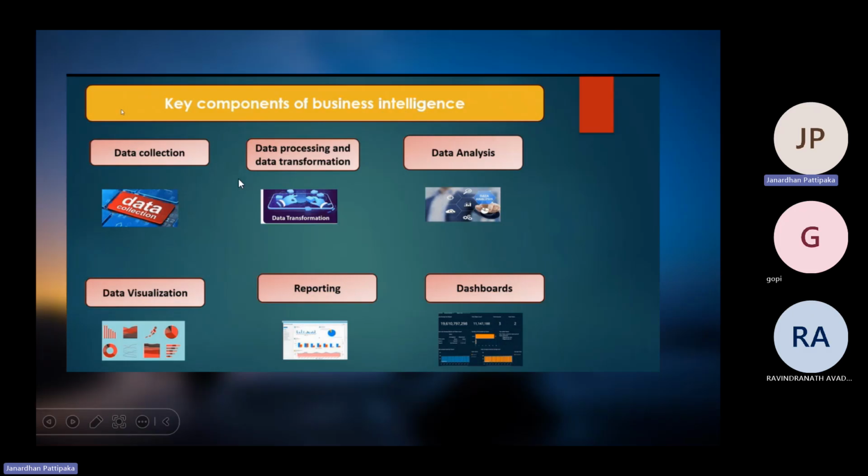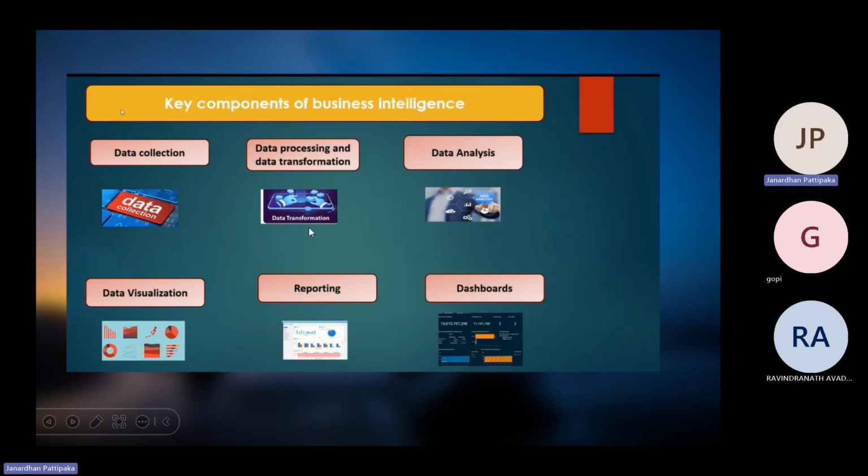Business intelligence involves, first, data collection. What is meant by data collection? The first step of business intelligence is collecting the data. A smaller organization may store the data in Excel, while a larger organization may store it in SQL Server databases. So the first step, we call it data collection. You will collect the data in the business.